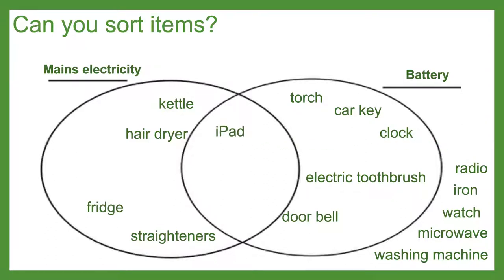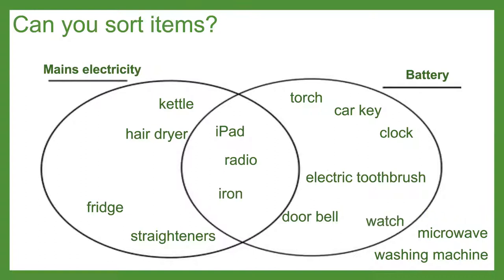An iPad would be powered by both. So it could be powered by both. It runs off a battery, but it also can be plugged in at the wall. A radio could be powered by both. So that can use mains electricity and a battery. An iron could be both. That could be mains electricity or battery.